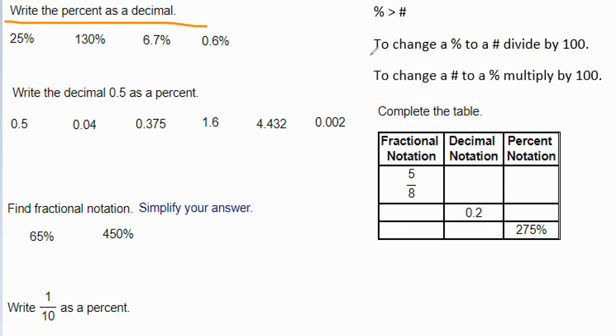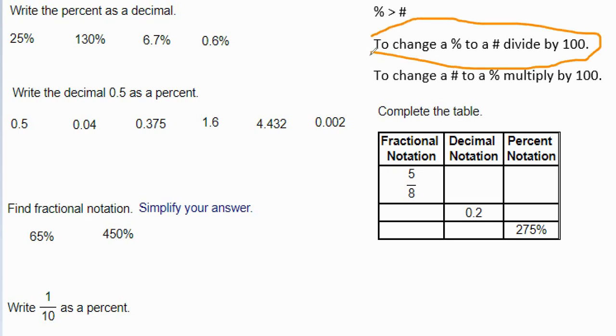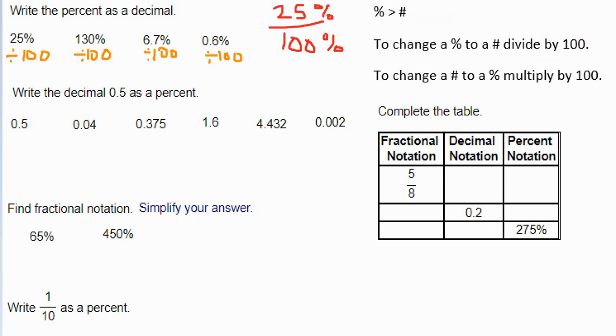The first one is, we're going to write these numbers from a percent. We're going to change them to a decimal, which means we're going to take each of those percents and divide by 100. Only for this first one in red, I will write out the long way. The reason is 100% is the same thing as 1, so dividing by 1 won't change it. The percents cancel out. That's why this works. 25 divided by 100 is 0.25.